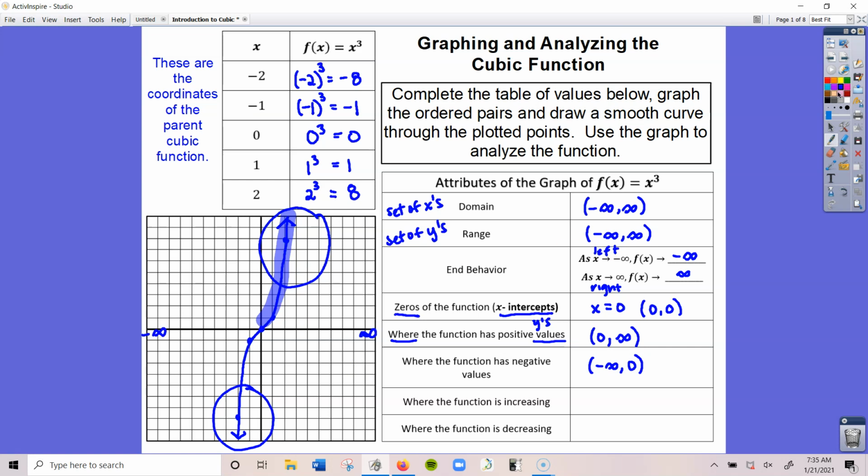Now if I were to trace my graph from left to right, notice that the entire time I am going up. So that means that my function is increasing the entire graph. So that's negative infinity to positive infinity. The function here, since it's going up the entire time, is never decreasing. So you can write the null set, which is indicated by a 0 with the horizontal line through it, meaning that it's never decreasing.